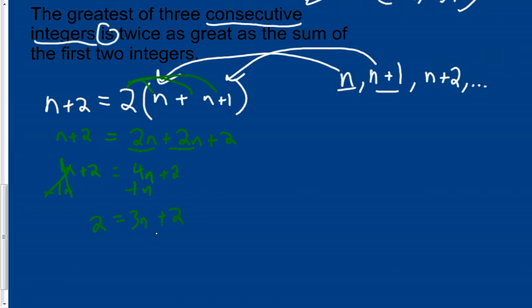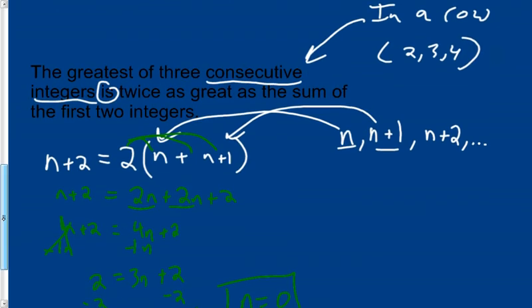And I have just a two-step equation. Get rid of what's not attached. So that would be minus 2 from both sides. Again, 0 equals 3n. And then divide by 3. And you're left with n equals 0. So that means the smallest one is 0.